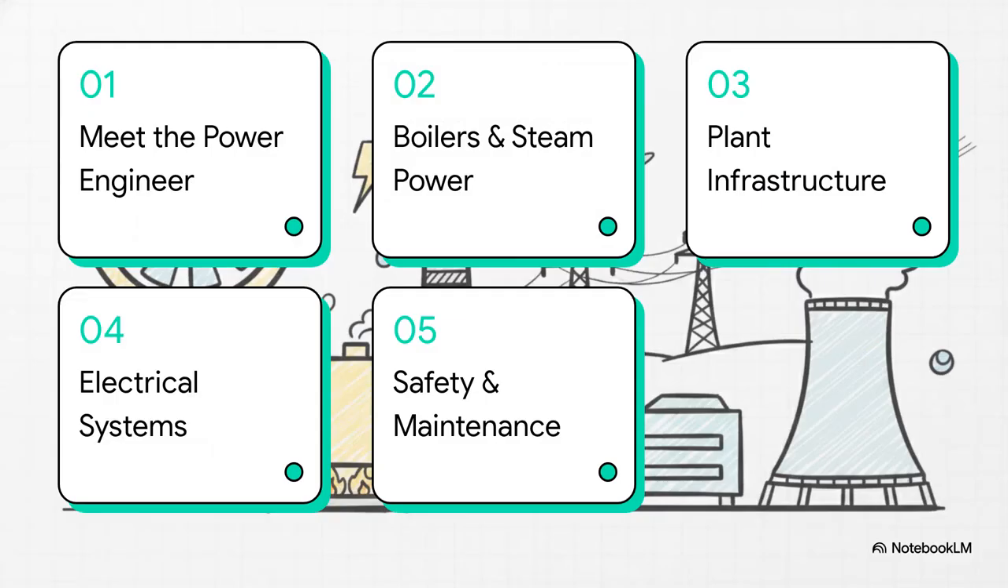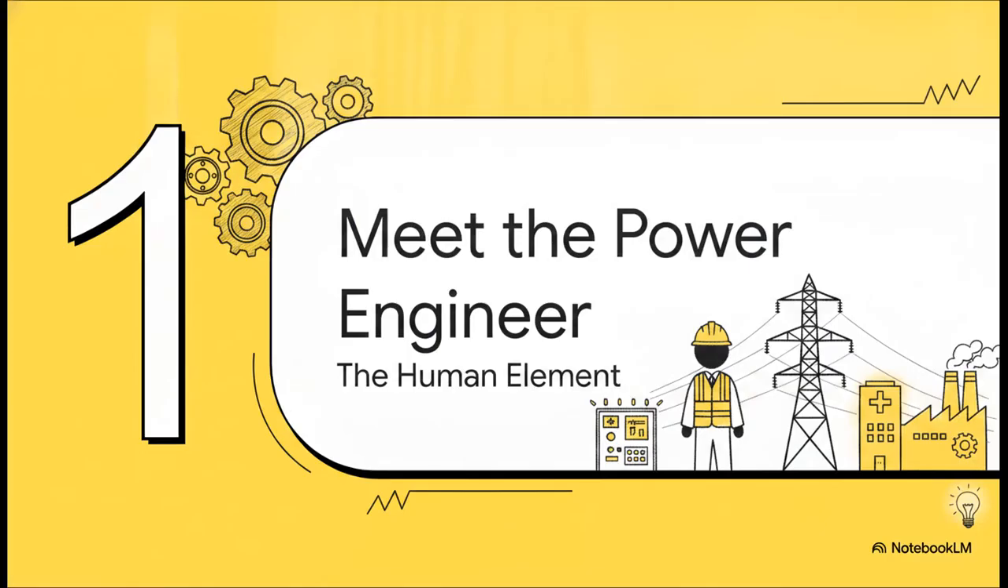To make sense of it all, we'll build this plant from the ground up. We're going to cover: 1. Meet the power engineer. 2. Boilers and steam power. 3. Building the infrastructure. 4. Electrical systems and controls. And 5. Plant safety and maintenance. Okay, starting with Section 1. Meet the power engineer, the human element.